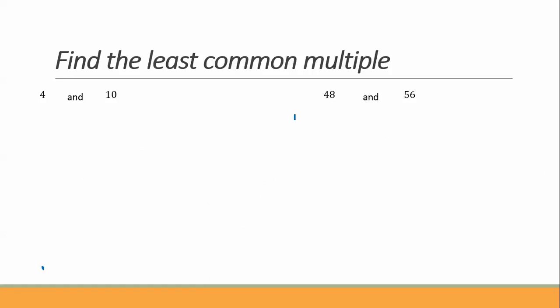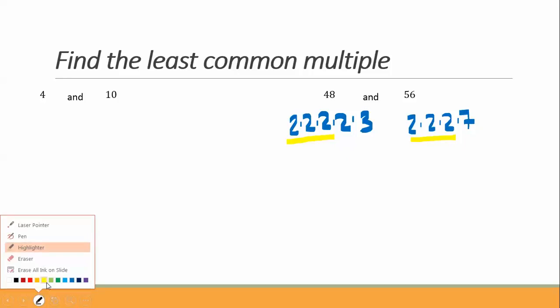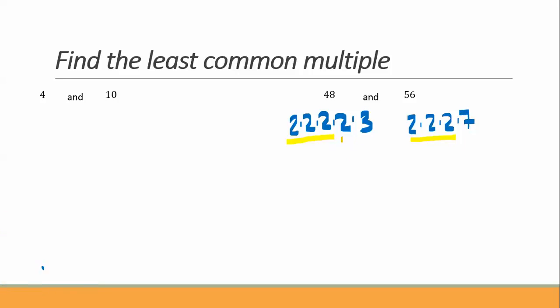So for 48, we said that was 2 times 2 times 2 times 2 times 3, 2 to the 4th times 3. And 56 was 2 times 2 times 2 times 7, 2 to the 3rd times 7. When we look, we have 3 2's over here and 3 2's over here. And then left over, for 48 we have a 2 times 3, and for 56 we have a leftover 7.